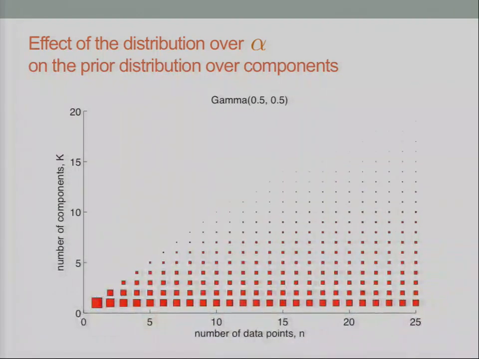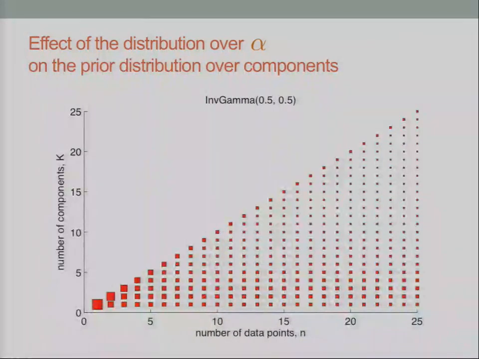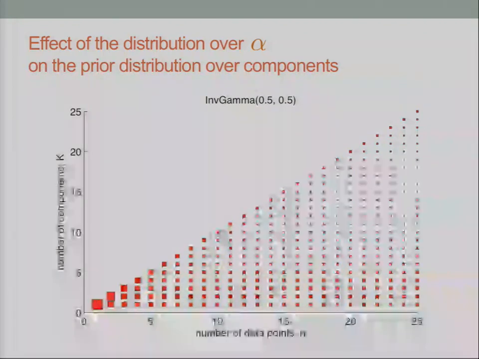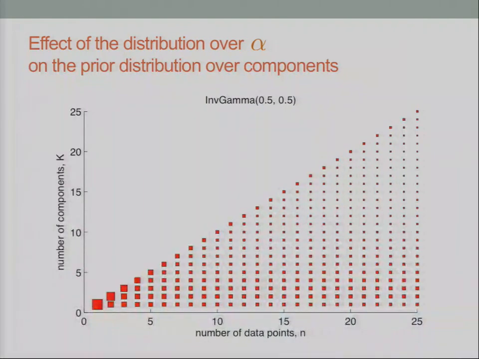But there is something that is funny about this. The probability diminishes really fast, right? So if you want to be a bit more secure about this, and you want a more uniform-ish distribution, then you can use an inverse gamma with, again, 0.5, 0.5 parameter values.